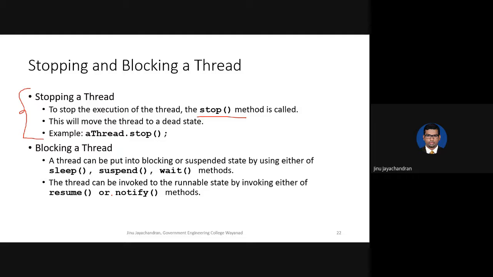Or let's say you want to block the thread. I don't want to end the thread, but you want to put the thread in a waiting state. Suspend the thread. Then there are functions like sleep, suspend, and wait to wait or suspend or sleep the thread. And you can wake the thread up or activate the thread again by resume and notify functions. So these are all very important functions in threading, where you can control the execution of the thread.